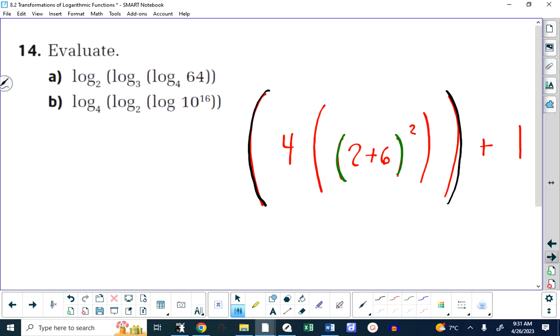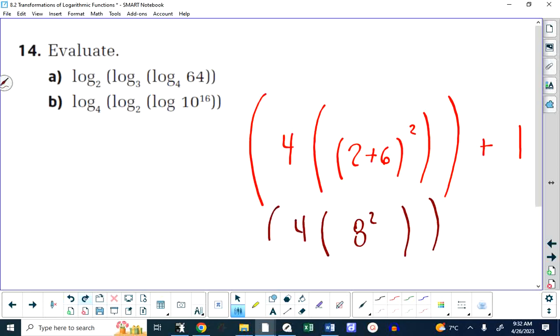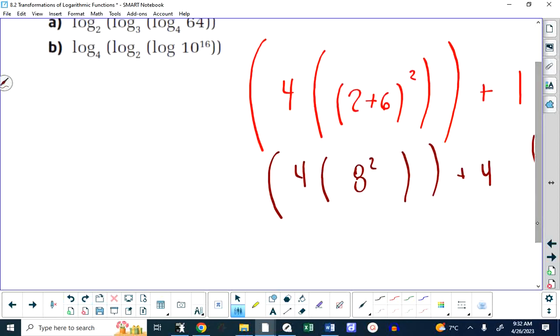So what I would do here to begin with, Janessa, is I would take 2 plus 6. And now what I have is 8 squared in its own set of brackets, times 4 in its own set of brackets, plus 1. So now I can figure out what 8 squared is, because that's the next set of brackets, and I get 64, in its own set of brackets, times 4. I think I put plus 4 there. It should be plus 1.